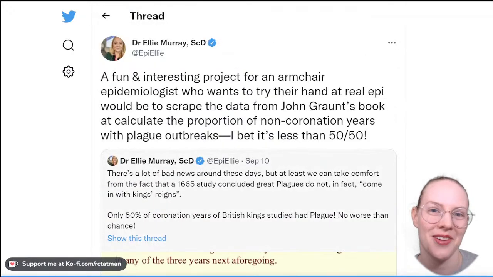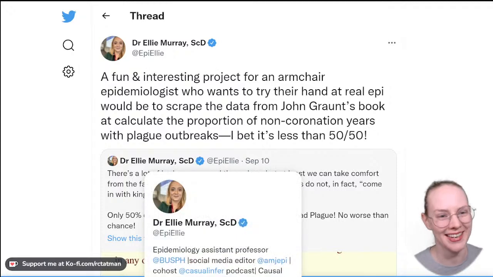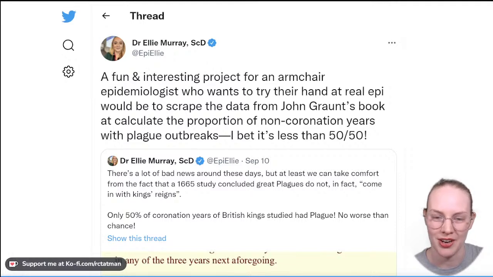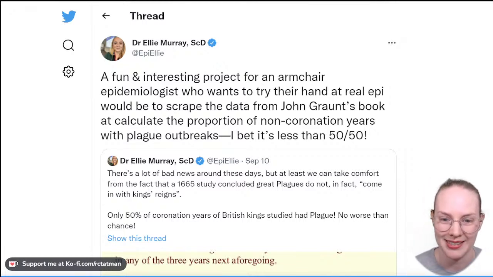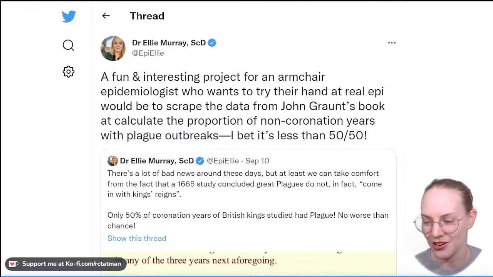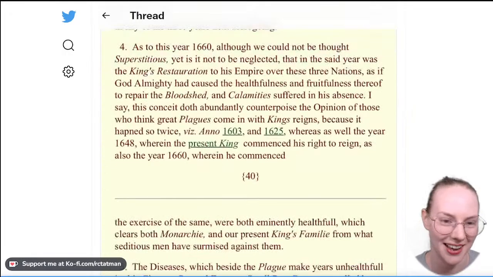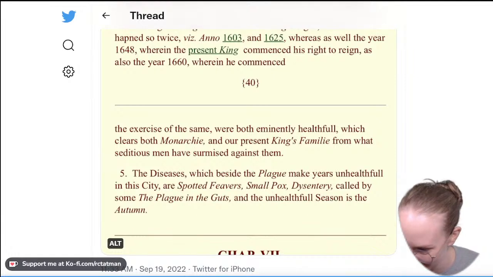I guess if you get rid of monarchies, then there's no more plagues by that logic. Anyway, a fun and interesting project for an armchair epidemiologist who wants to try their hand at real epidemiology would be to scrape the data from John Graunt's book to calculate the proportion of non-coronation years with plague outbreaks. I bet it's less than 50-50. So if you're interested in an epidemiology project, that could be a fun one.